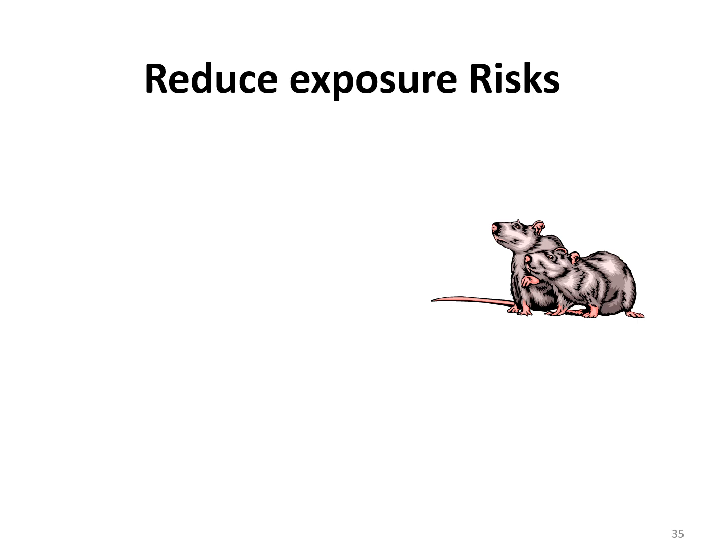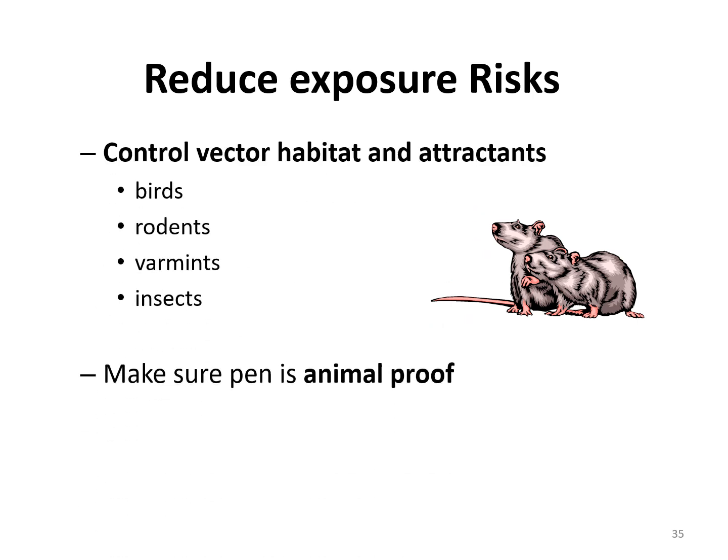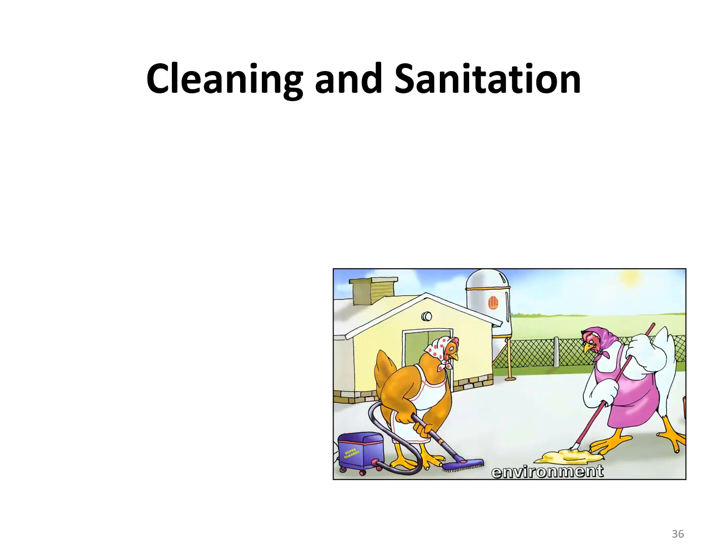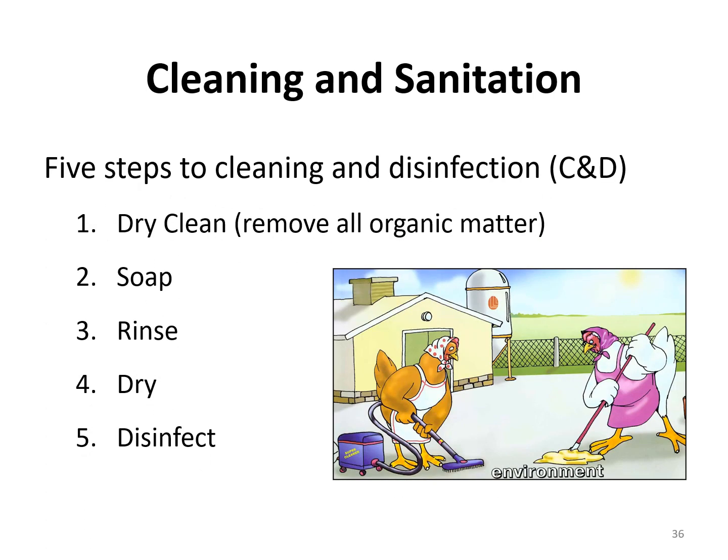Reduce exposure risks. Control vector habitat and attractants: birds, rodents, vermin, and insects. Make sure the pen is animal proof. Cleaning and sanitation. Five steps to cleaning and disinfection. Dry cleaning: first of all, remove all the debris and dust from the farm. Next is soap. Apply water to all walls, roof, and floor inside the farm, and also apply soap. Then rinse it with a brush or other equipment. After rinsing and washing, let the farm dry, and then you must disinfect the farm with any disinfectant.